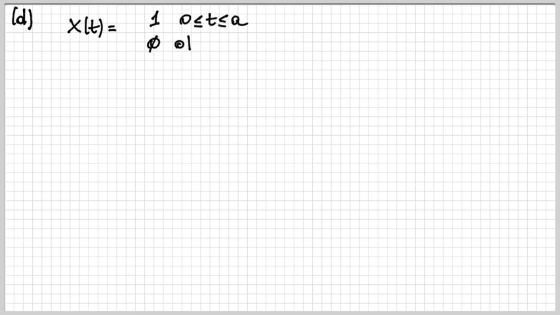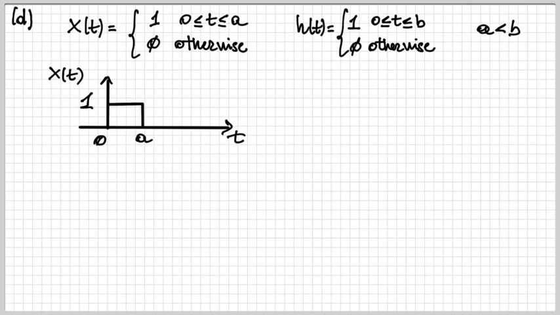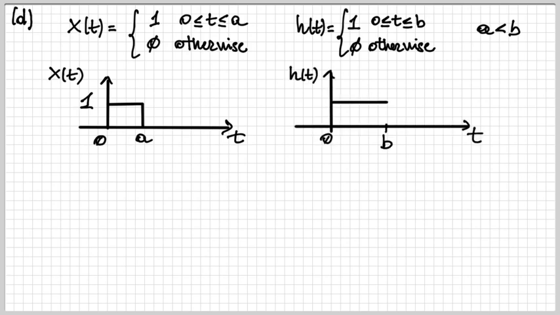And for part D of the exercise, this time I'm given the input of the system and the impulse response in this form. So notice that both of them are 1 within a certain interval and 0 otherwise. So to better understand what's going on, I decided to draw these signals. So here's what x of t looks like. It's 1 between 0 and a. And here's what h of t, the impulse response, looks like. It's 1 between 0 and b. And b is larger than a in this case, okay?